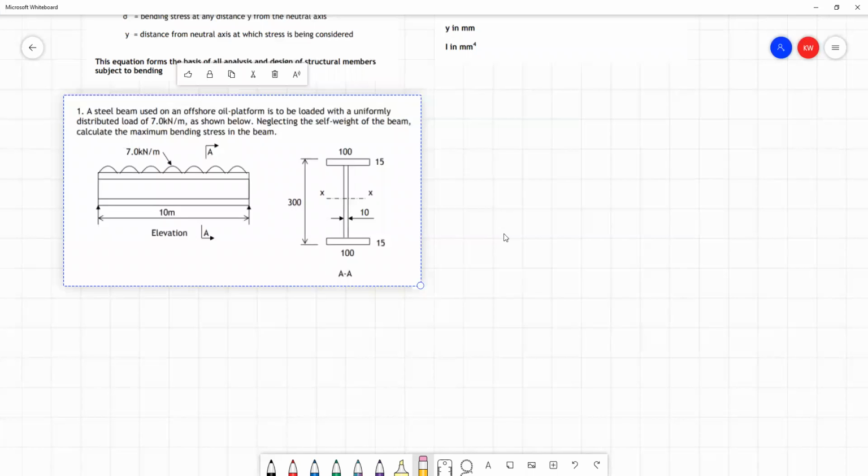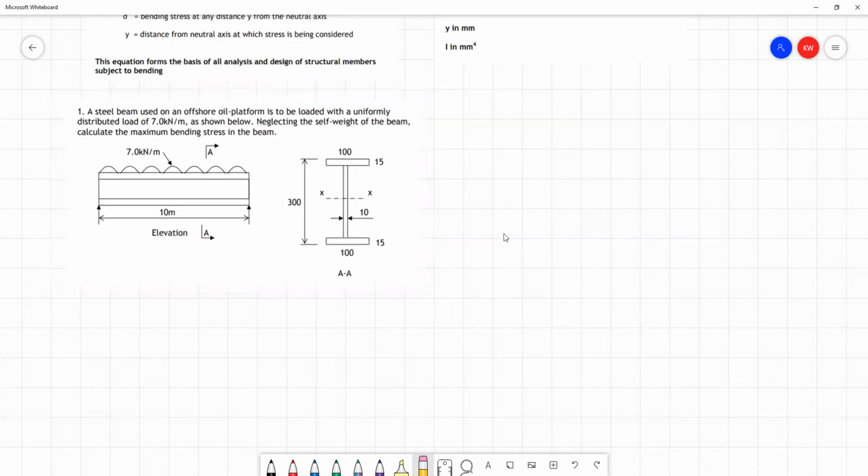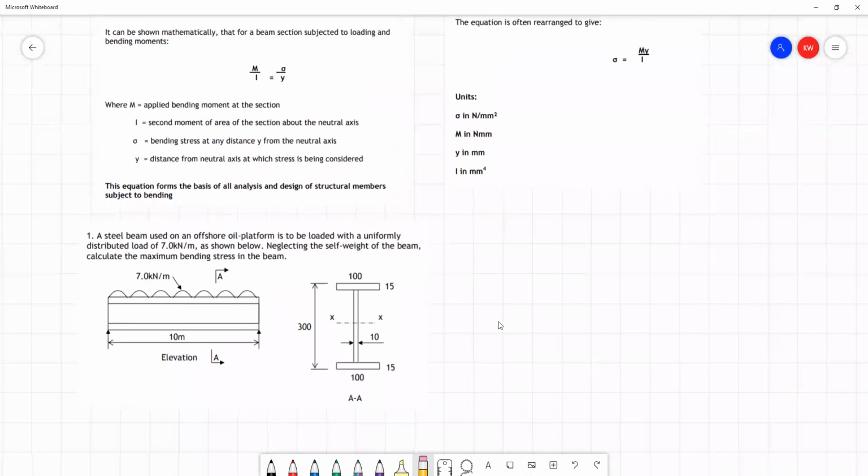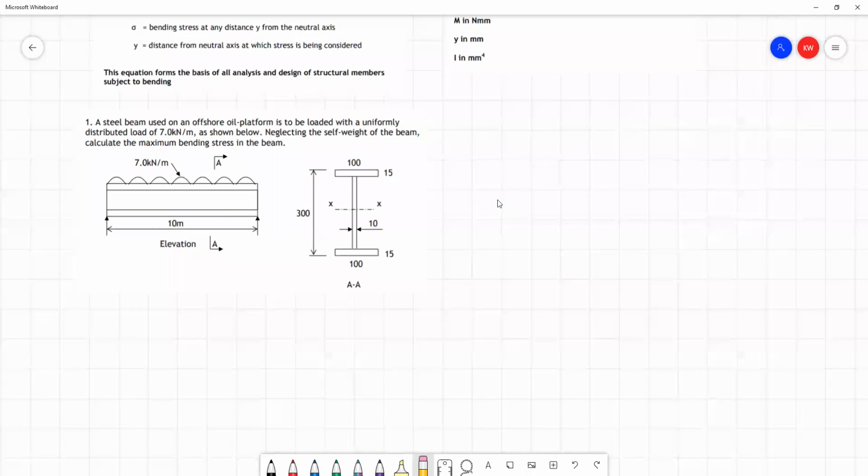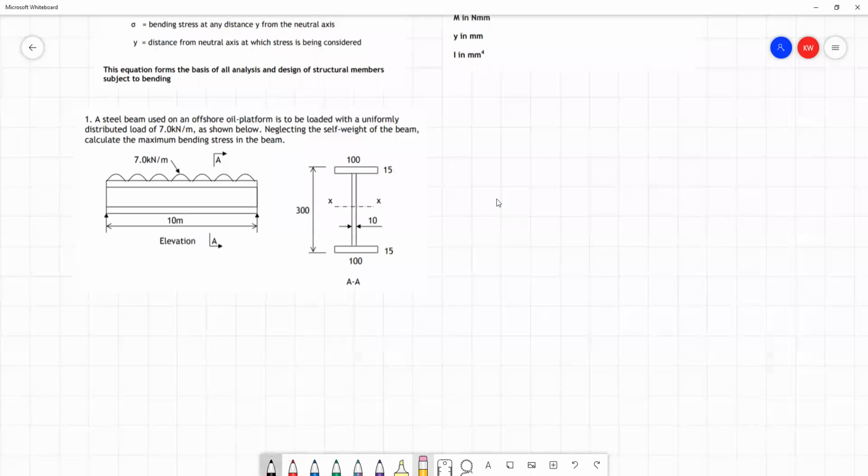Let's pause and have a think about what we're actually doing here. The thing that we want to find is sigma, that's the maximum bending stress. That's the rearranged version of our formula. So we've been asked to find sigma, and sigma is equal to M, that's our maximum bending moment, because we want maximum stress, times y divided by I.